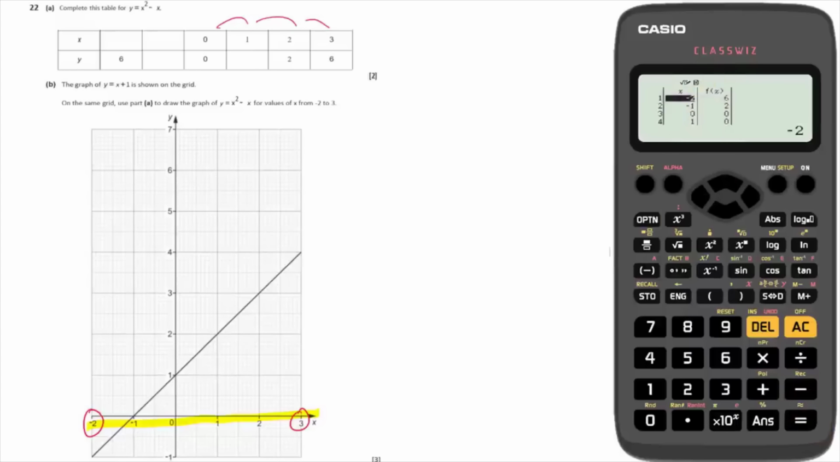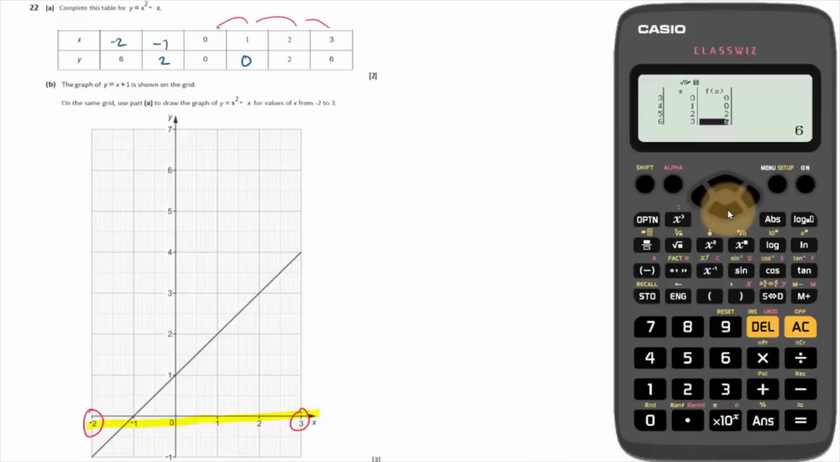Okay, so on my table then, the first box is -2 goes with 6, so I'm going to put in my -2 in there, and then I've got -1 goes with 2, 0 goes with 0, which matches, 1 goes with 0, 2 goes with 2, and 3 goes with 6, so the rest all matches.